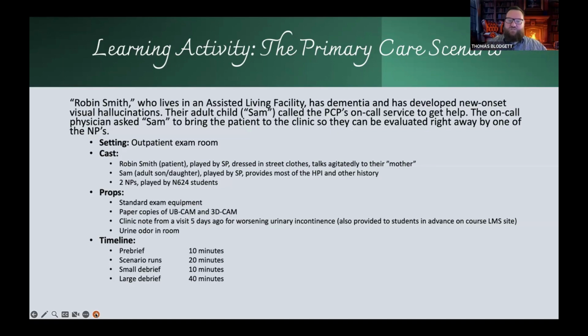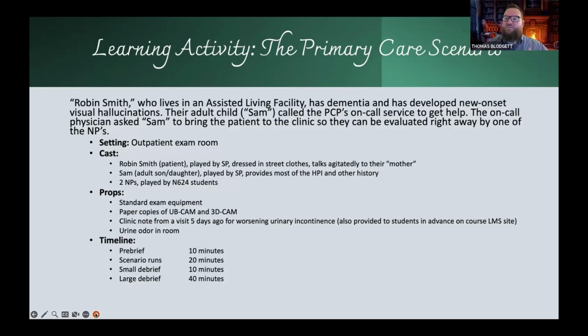So the primary care folks do their simulation in a mock outpatient exam room with an exam table and all the usual primary care clinic type stuff. There's a computer, there's a rolly stool, there's all the usual stuff. Both of these characters are played by standardized patients or actors hired through the School of Medicine on contract with the School of Nursing. So Robin comes in, she's dressed in street clothes, she's talking agitatedly to her mother, who's not really in the room. And then Sam is played by another actor who provides most of the HPI and the other history and has sort of a nice script to follow.